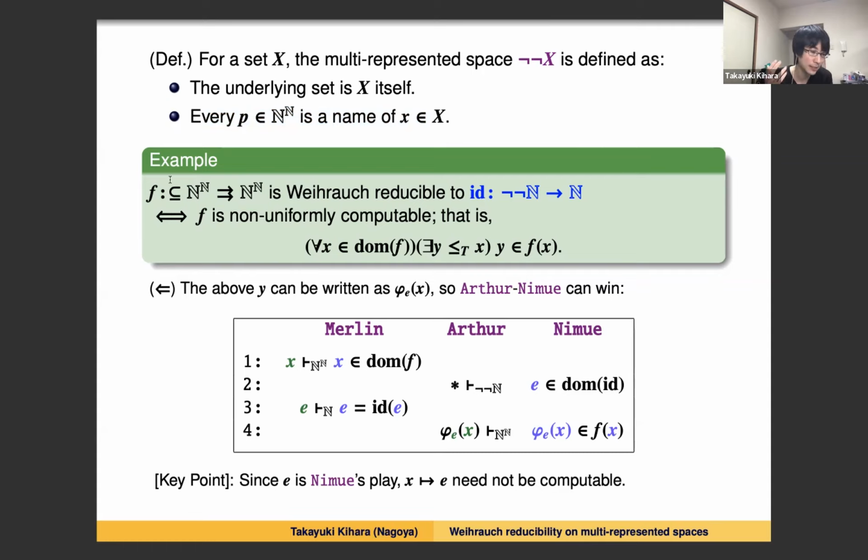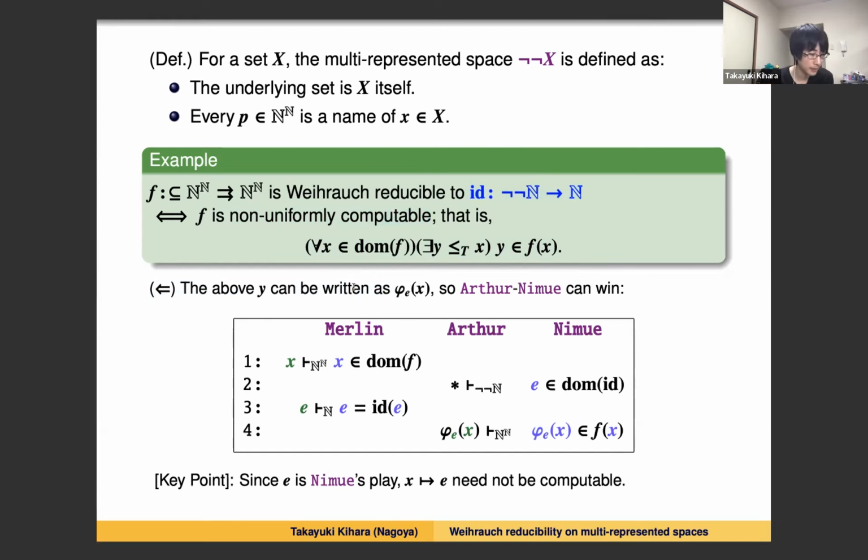As an example, let's consider double negation elimination on the natural numbers, which is a function that reduces the double negation of the natural numbers to the natural numbers object. Then what kind of function is Weihrauch reducible to double negation elimination on the natural numbers? The answer is that this corresponds to non-uniform computability. Non-uniform computability means that given any input, there exists a solution that is computable relative to the input.